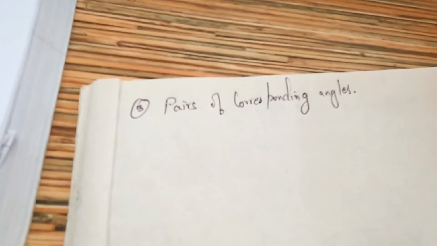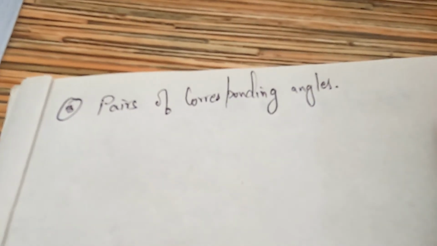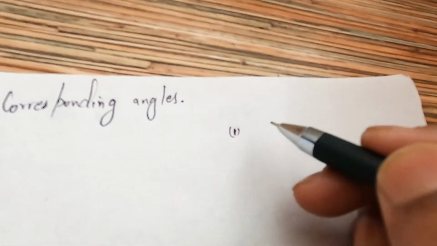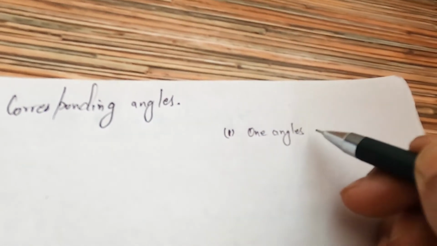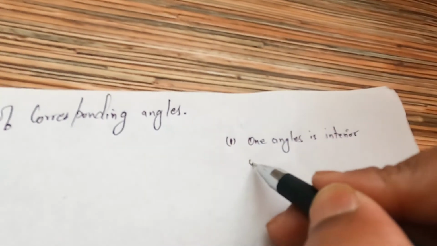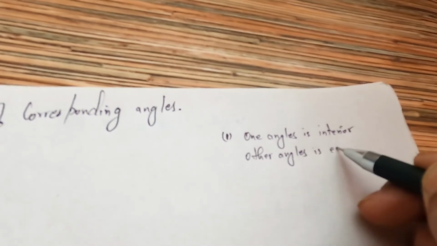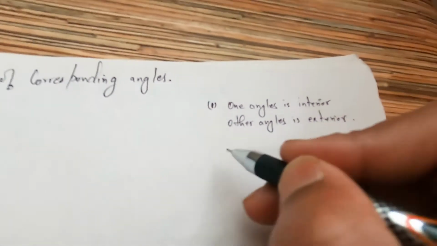Alright student, the third pair of angles is corresponding angles. So to understand corresponding angles, we must know the conditions of corresponding angles. So number one, pairs of angles simply means that there are two angles. One angle is interior, the other angle is exterior. So this is the first condition.